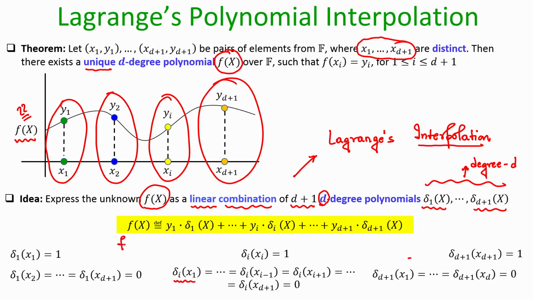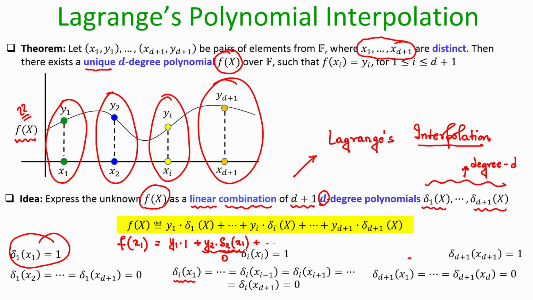What can I say about f of x 1? If I evaluate f of x 1, then that will be the same as y 1 times delta 1 polynomial evaluated at x 1, but delta 1 polynomial evaluated at x 1 gives me 1, plus y 2 times delta 2 polynomial evaluated at x 1, but delta 2 polynomial has the property that x 1 constitutes its root. So, delta 2 polynomial evaluated at x 1 will give me overall 0.